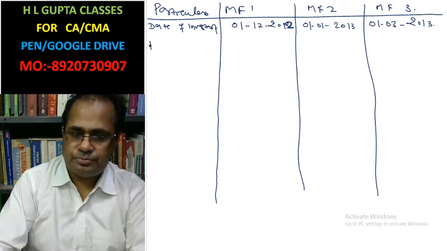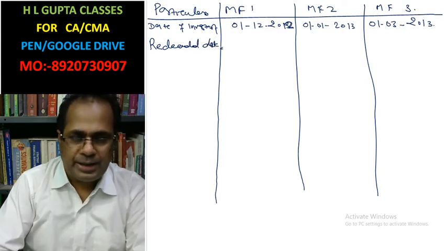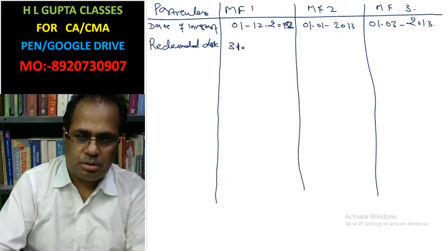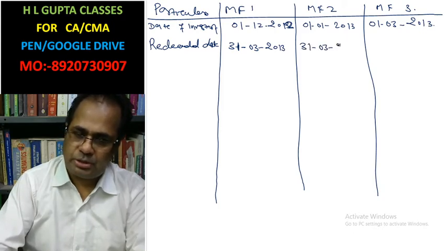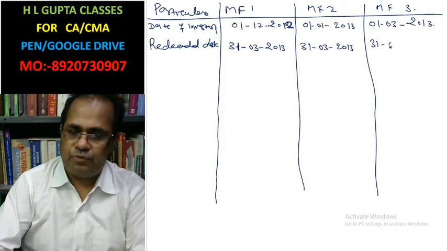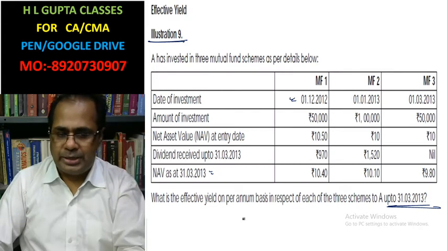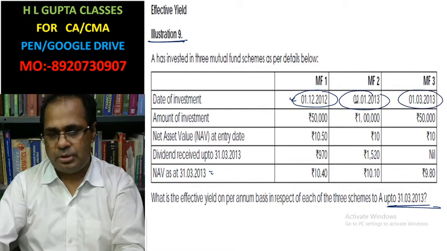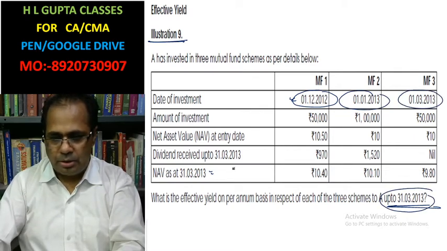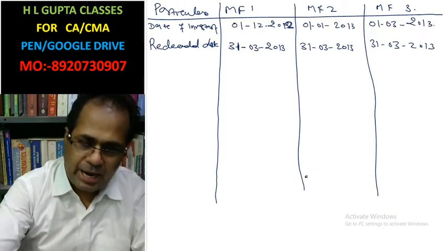Redeemed date is 31/03/2013 for all three. Look at it. Here the date of investment is this, and the redemption value on this date is already given here. Okay, the time period is what?